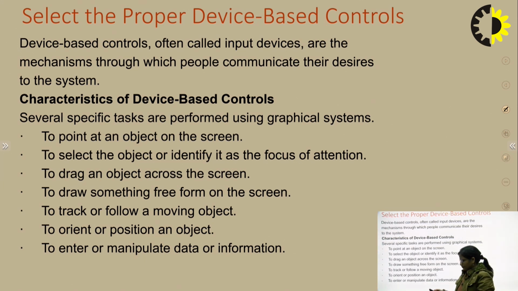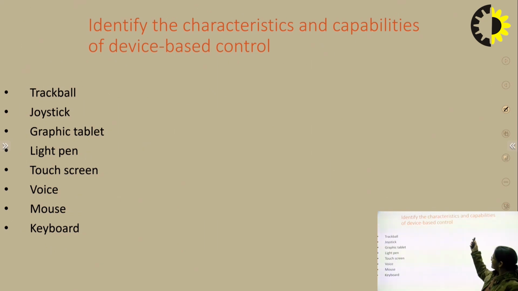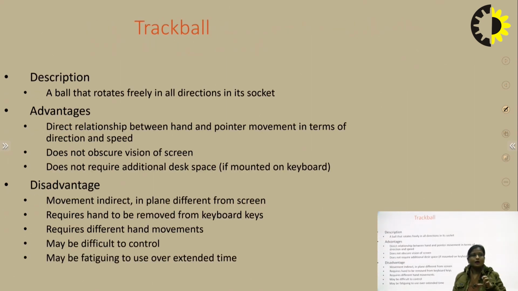So these are the purposes of input devices; in these cases we may use our mouse or a keyboard depending upon the usage. So basically we identify the characteristics and capability of device based control. These are the input devices available to control our window: trackball, joystick, graphic tablet, light pen, touch screen, voice, mouse and keyboard. These may act as our input device. The first one is the trackball.